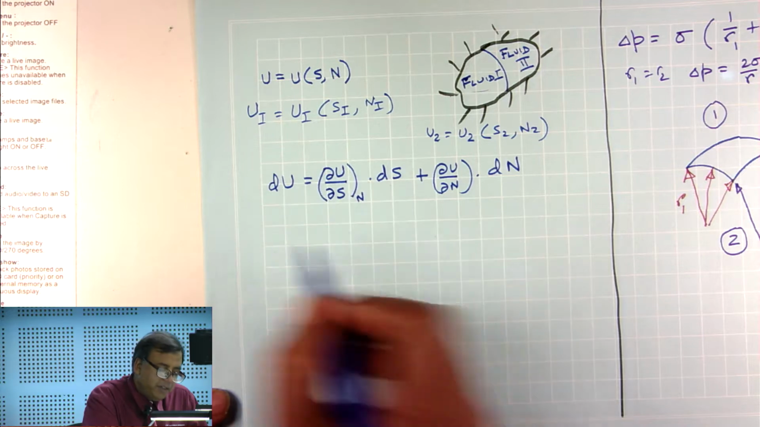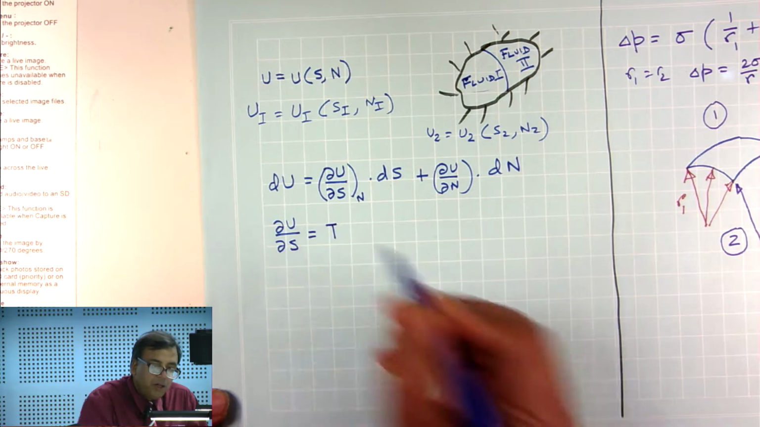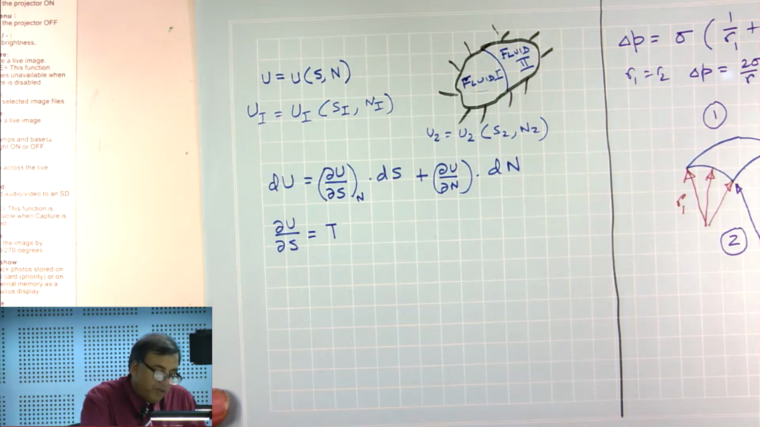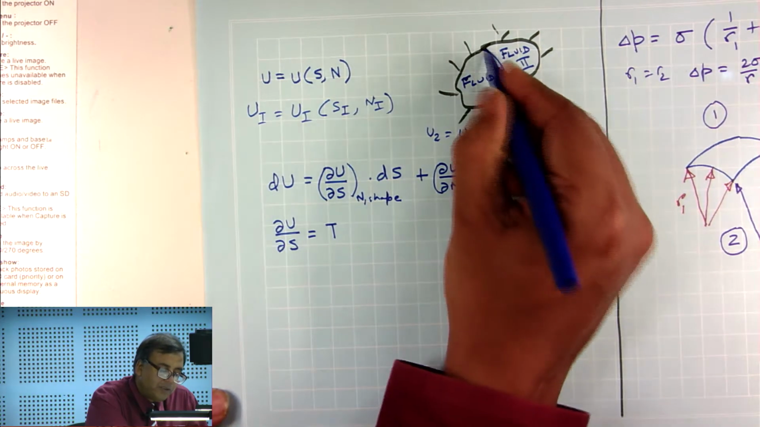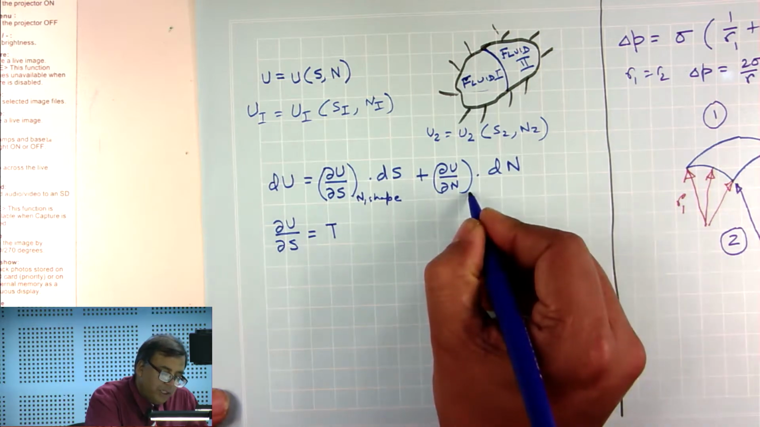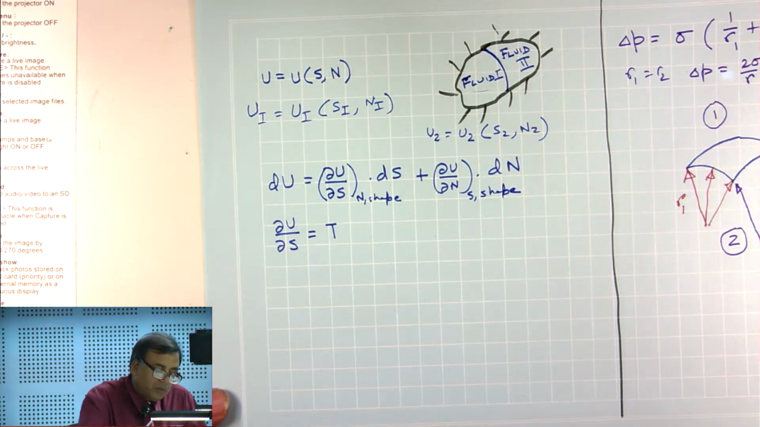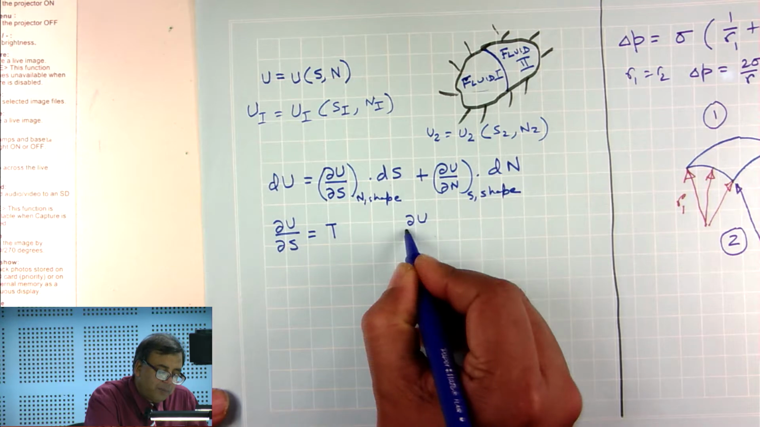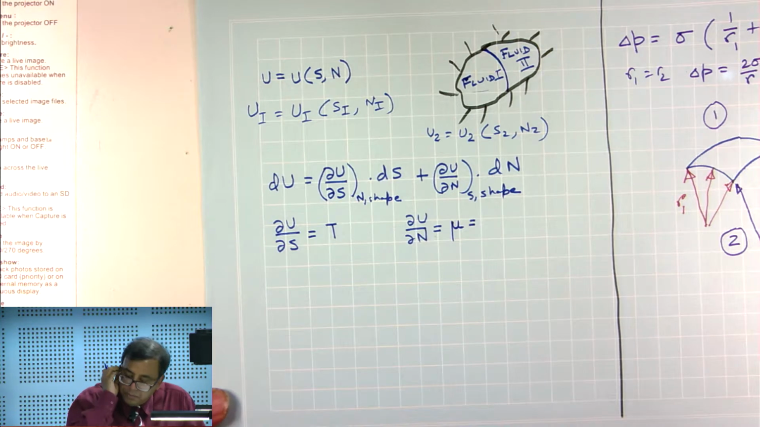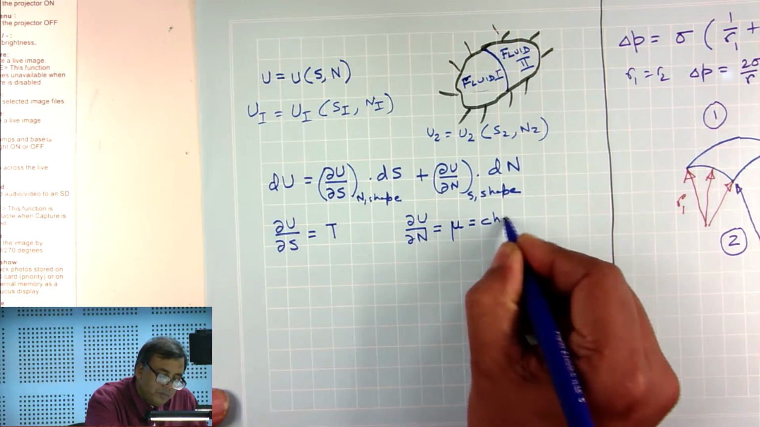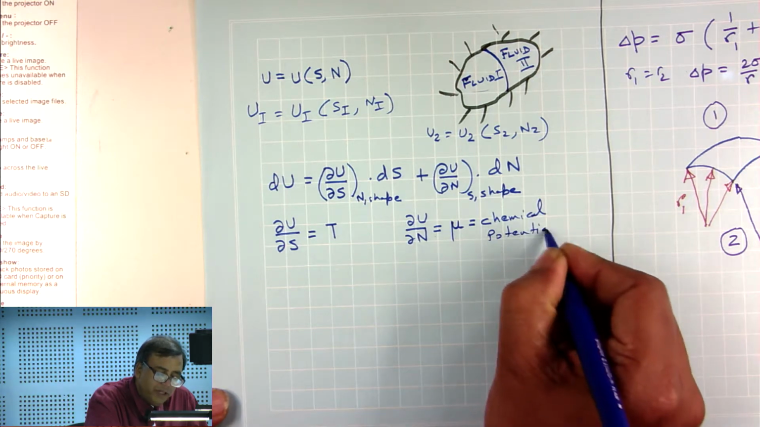So, this del U with respect to S, I call it the property temperature. And this is a function of n and the shape of this interface. Here your S is constant and the shape is constant. And then the change in internal energy with the number of molecules, I call it mu, and this is nothing but the chemical potential. Can you all see my writing at the back?